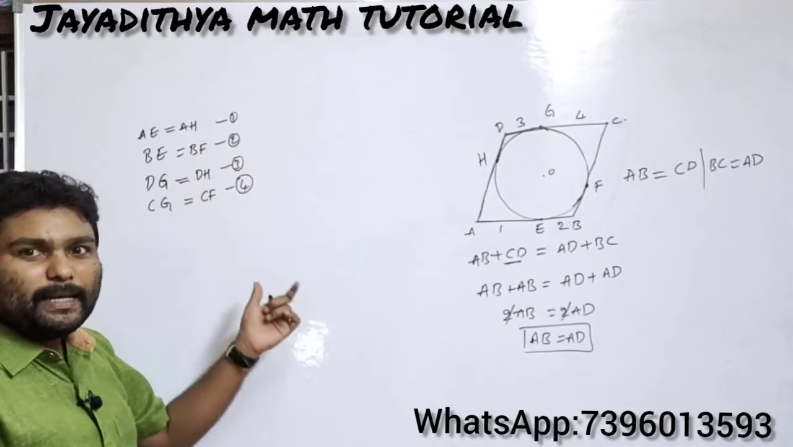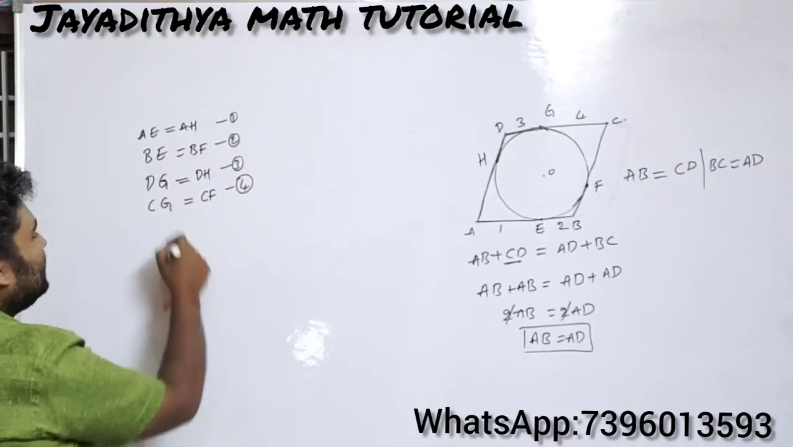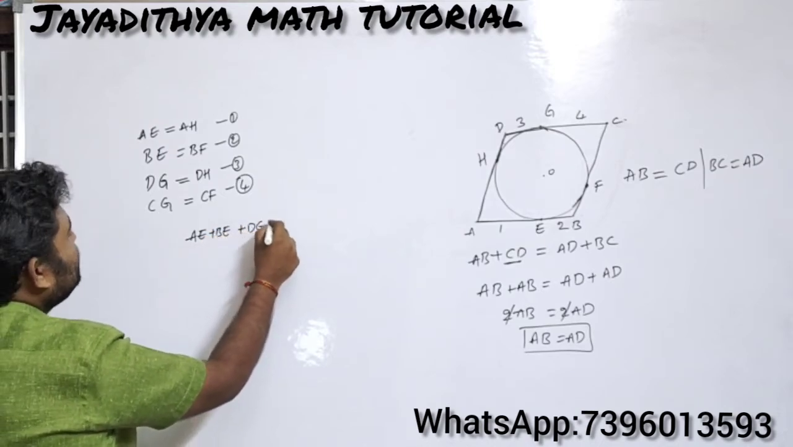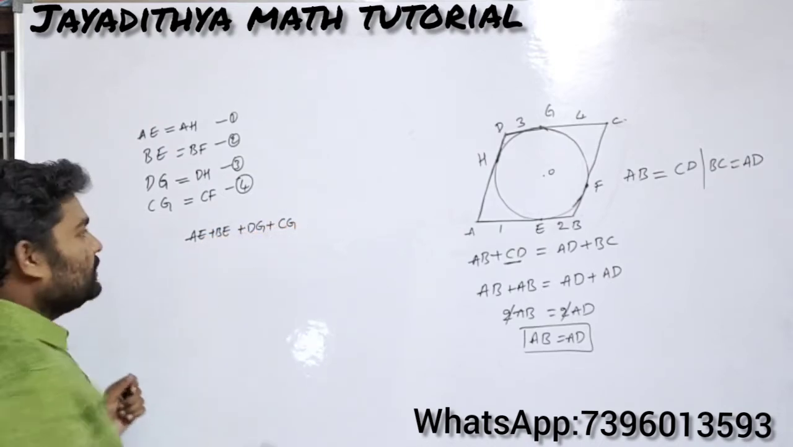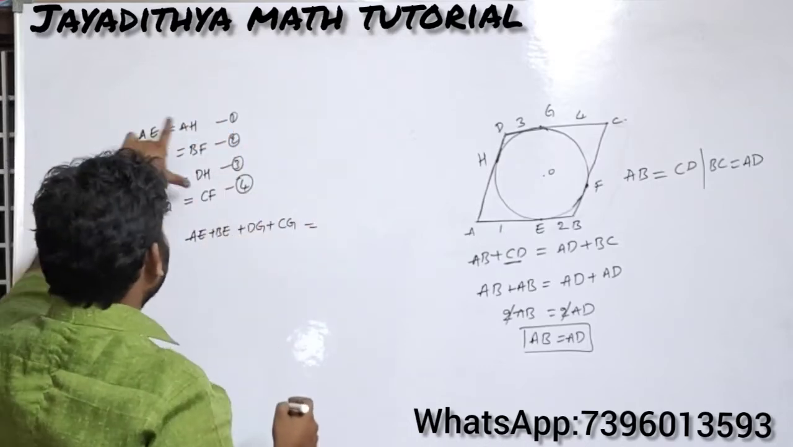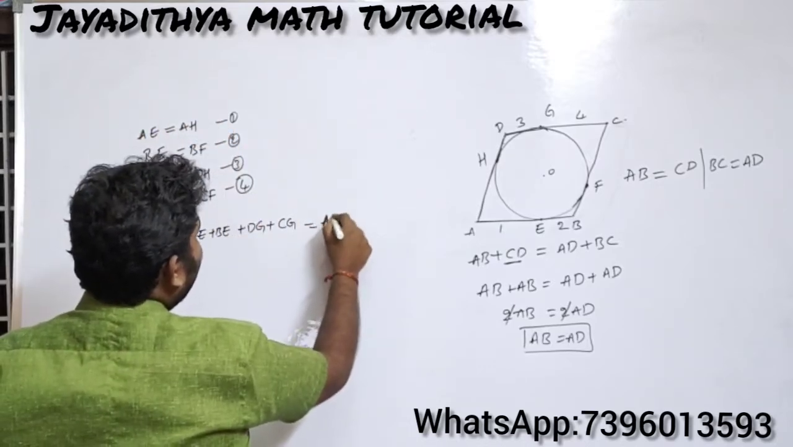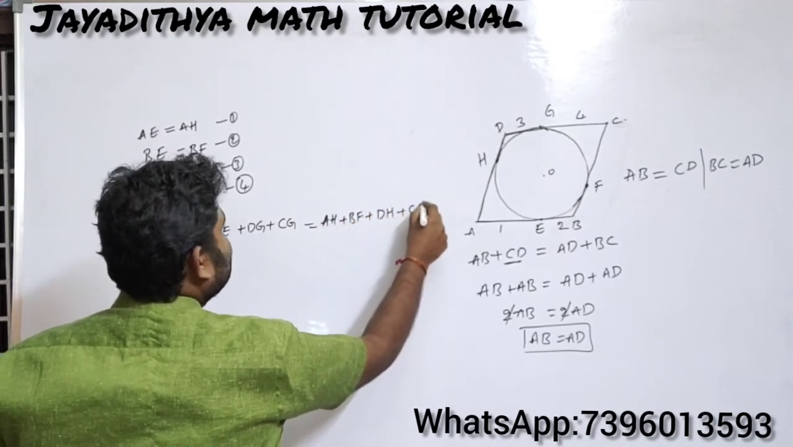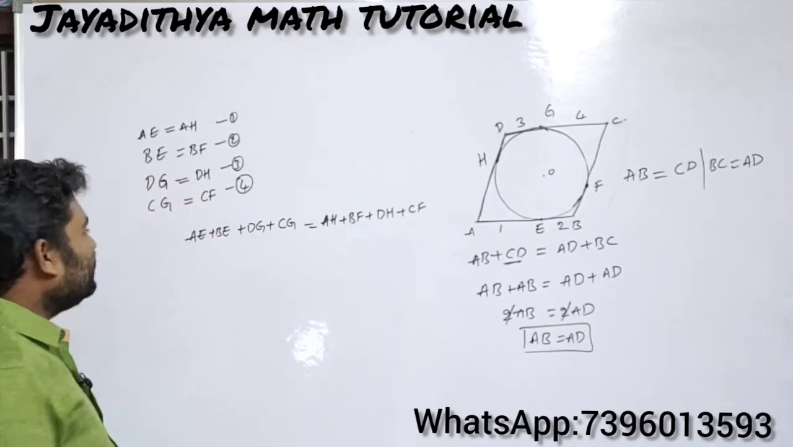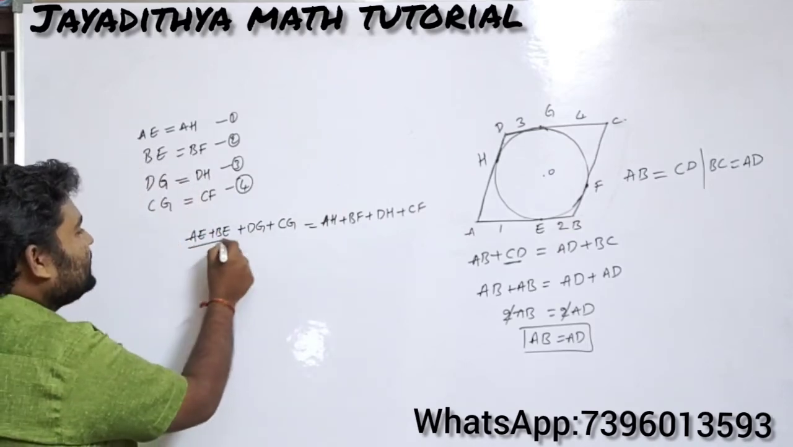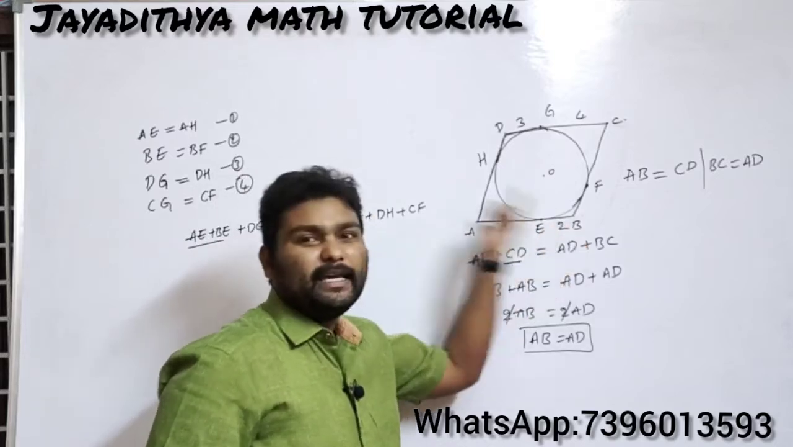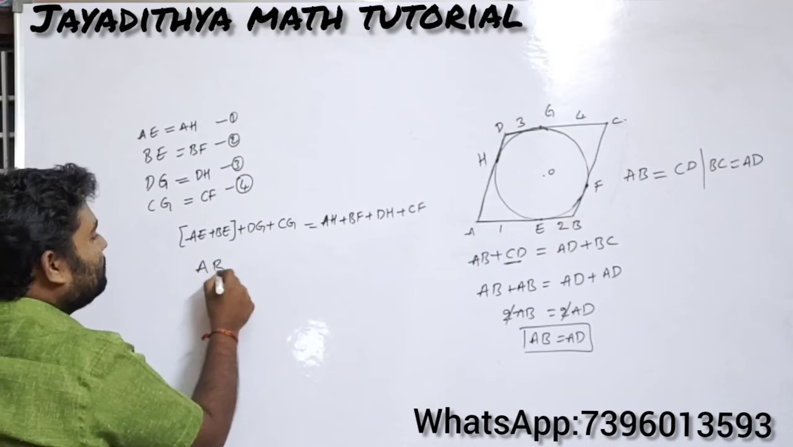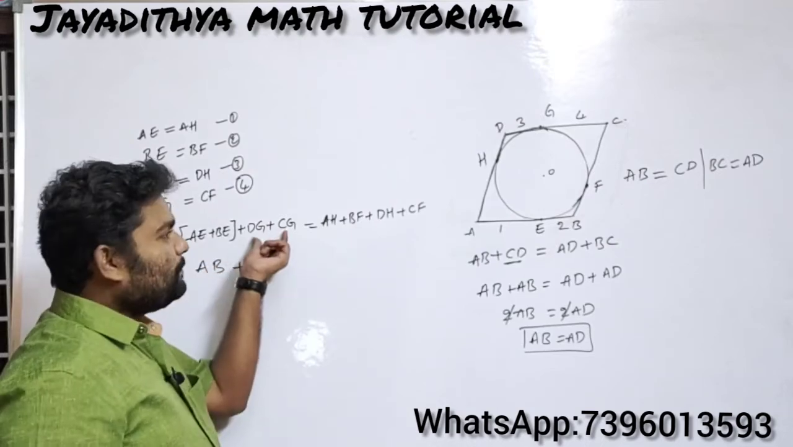Nothing to do, just simply add them. If you add them, what happens on the LHS? That will be AE plus BE plus DG plus CG, which is equal to, what are the sides on the RHS now? AH plus BF plus DH plus CF. Clear? After writing this, from the figure you can observe what AE plus BE is. AE plus BE is equal to AB, plus DG plus CG.